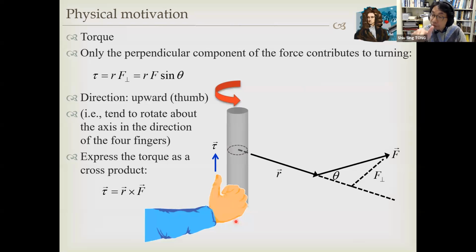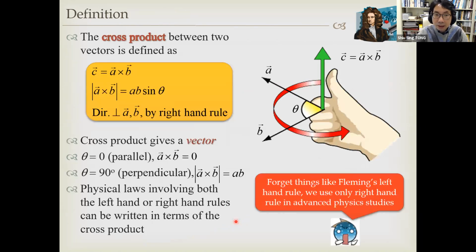Okay, that definition allows you to define a rotation in three dimensions. If you are saying that the rotation is in this direction and the torque is in this direction, what you actually mean is that the torque tends to rotate the object in the direction of our forefinger. Okay, is that clear? So that is exactly how we define the cross product.